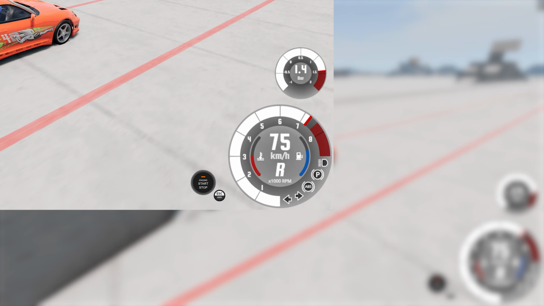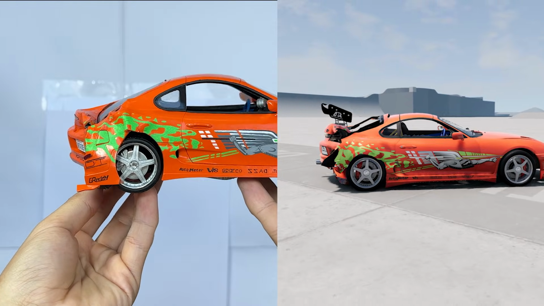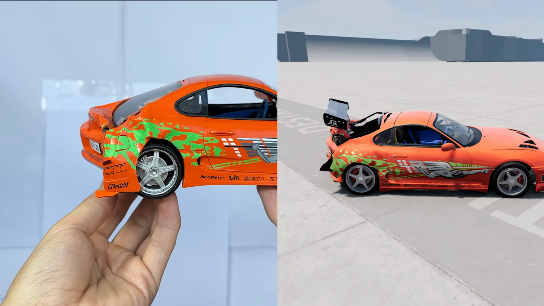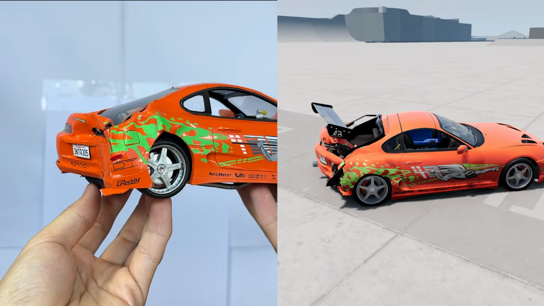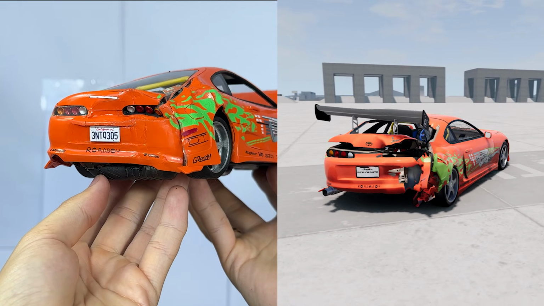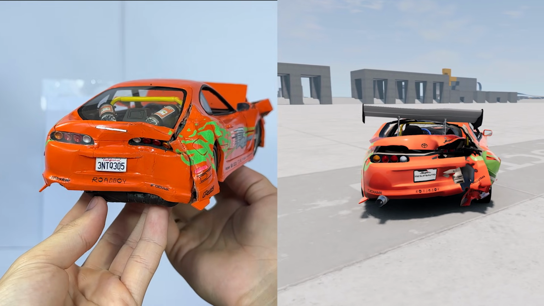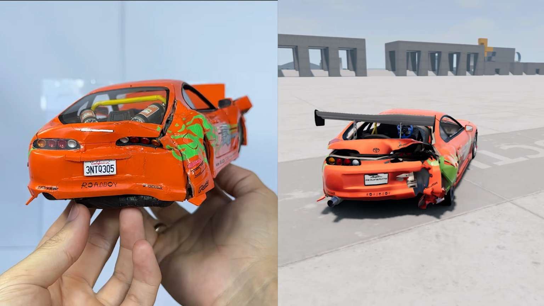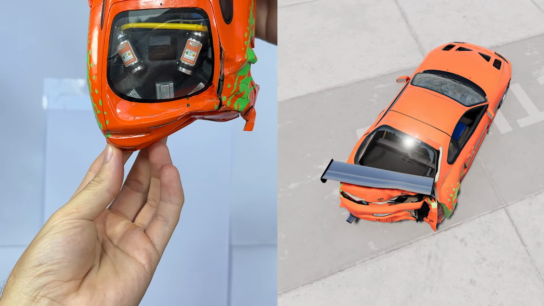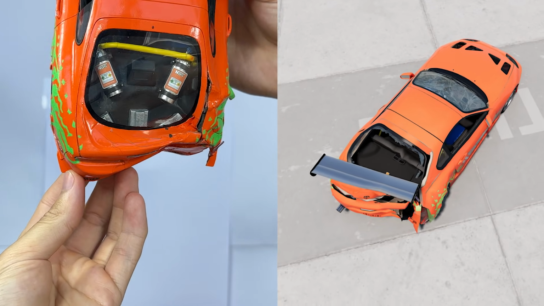The speed at the collision was also 75. These are the results of the rear collision. I think it turned out very similar, only the wheel in the game did not go behind the car body. The spoiler flew off, but in the game it remained in place. The bumper and trunk were bent in a similar way, and again we see many cracks in the car's paint. And from above, in terms of the depth of damage, it also turned out to be very similar.